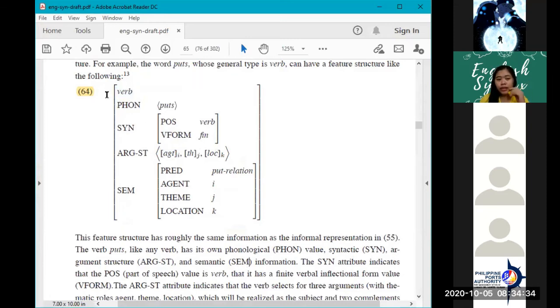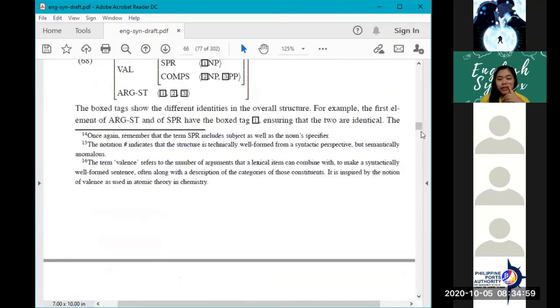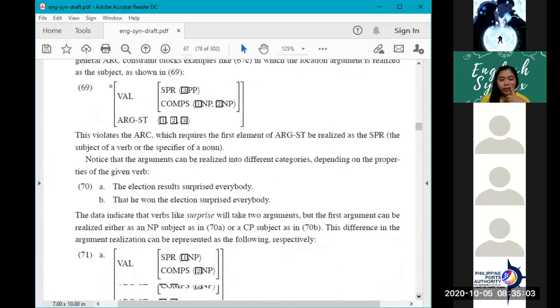For example, this is the phonological property or feature of the verb, which is puts. I will write now SYN, S-Y-N, which is the syntax value or syntax attribute of the verb, which is for parts of speech, is this a verb? For the verbal inflectional form value, it is finite. Okay? So it's just a reading assignment, but also a study assignment.